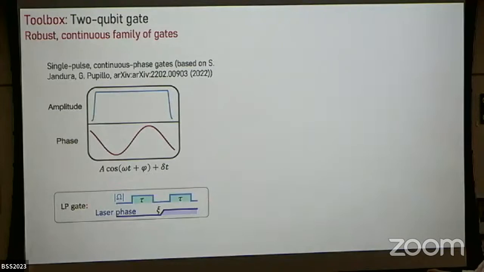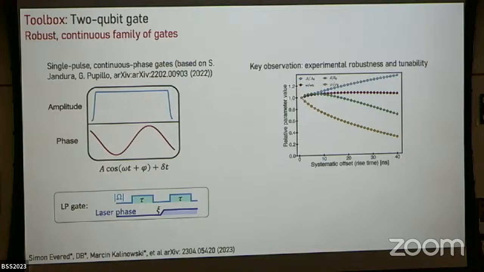So this was the protocol for the Levine-Pichler gate that I just told you about. Recently, in 2022, there was a proposal on how to do something similar. Again, you have only global coupling to the Rydberg state, but instead of doing two pulses with a phase shift in between, here you have a single pulse in the amplitude of omega, and in the meantime you have this continuous phase change. So this realizes something very similar. But why is it convenient? Because it's much more robust and tunable in experimental conditions.